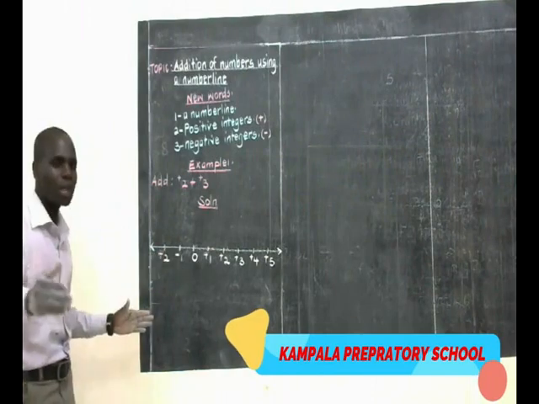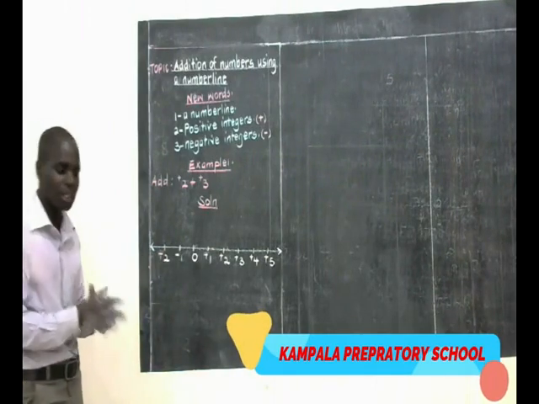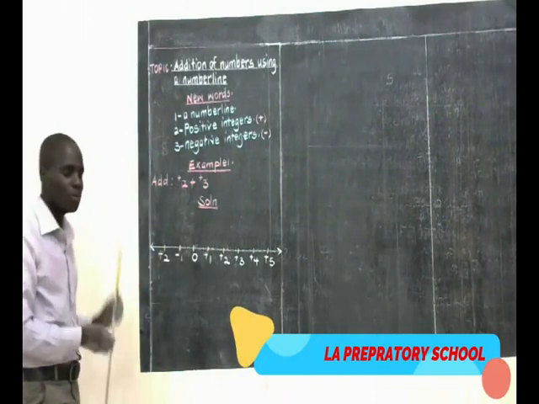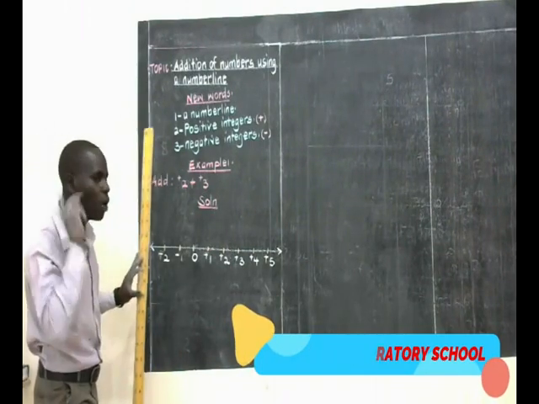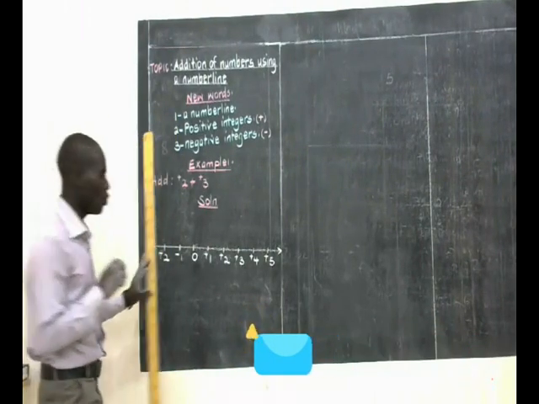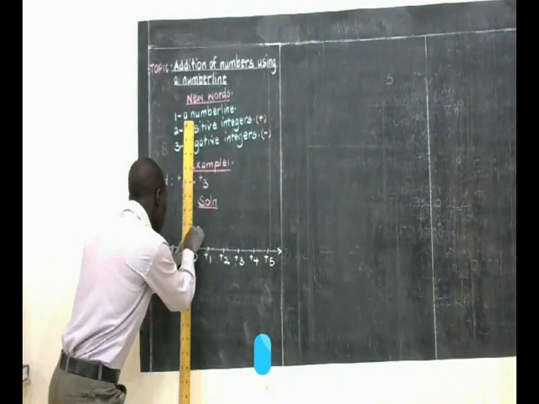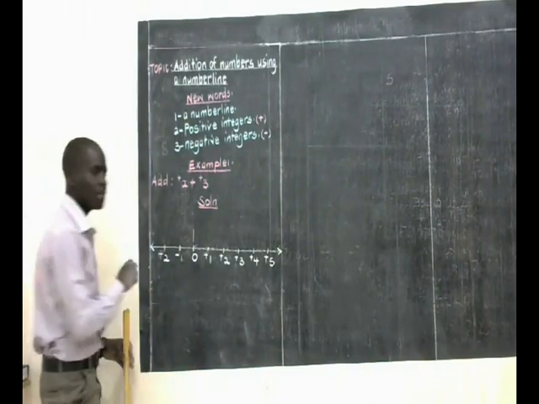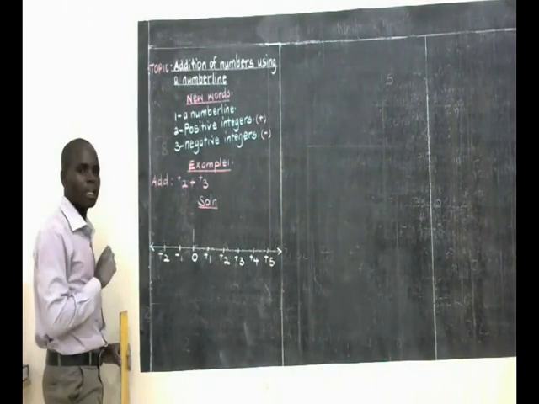Now, let's leave that alone and we go on to what we have right now here. The question is saying we have to add positive 2 plus positive 3. Therefore, our movement, by the time I was making it, we started from 0. Meaning that we all start from 0 and we count how many steps? 2 steps, but on which side? Positive side.